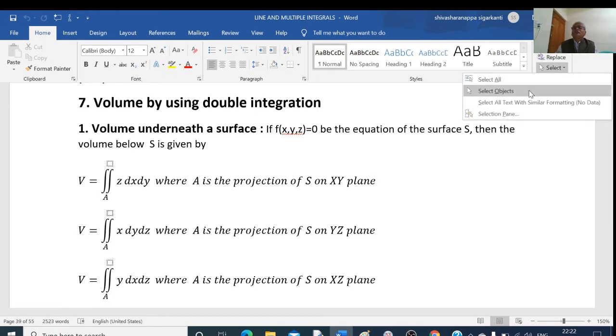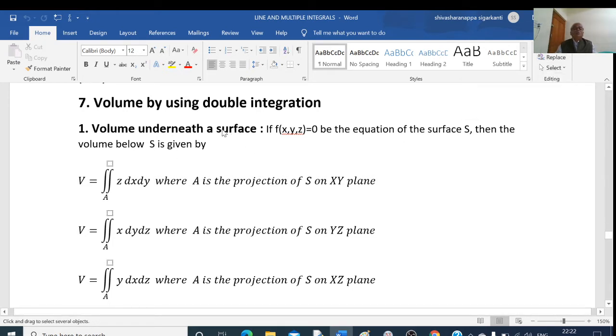In this video, we find volume by using double integrals. So here, first we go for volume underneath the surface. Underneath the surface means it is the volume below a given surface. That is, it is the volume between the surface and the coordinate planes, xy plane or yz plane or zx plane.